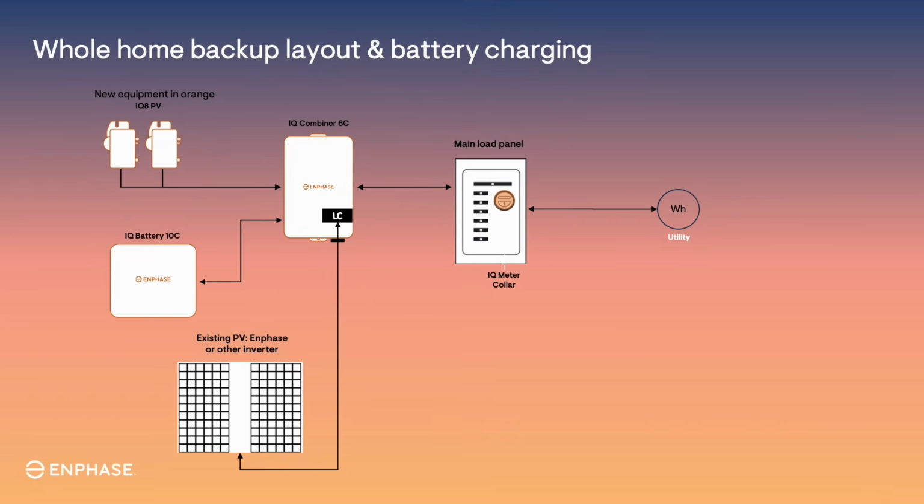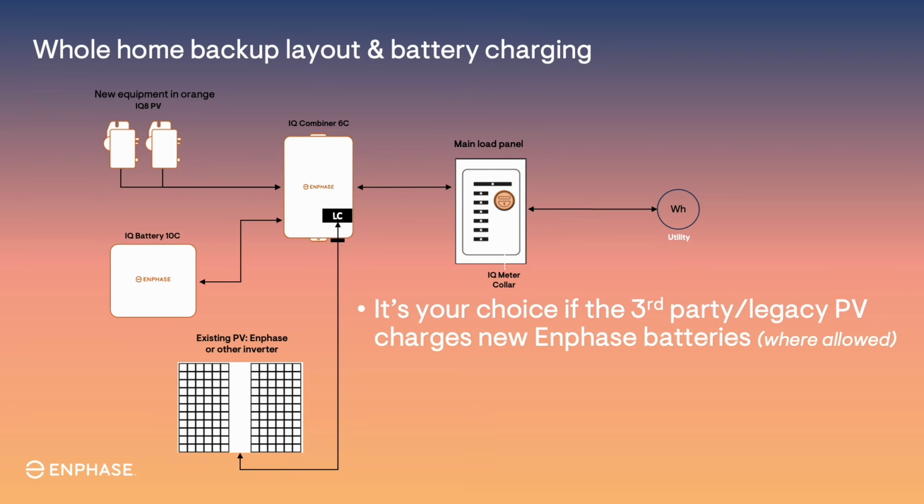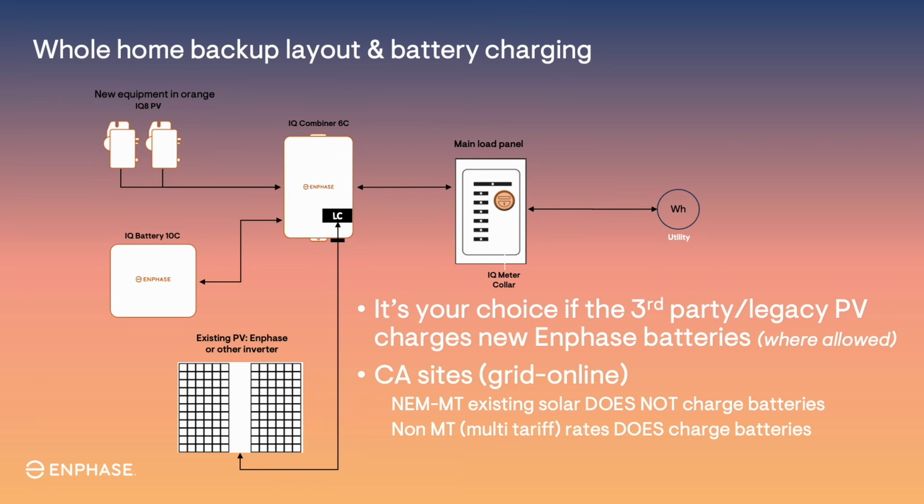With whole home backup configurations, it's your choice if the existing third-party or legacy Enphase system charges the new Enphase batteries. Be sure to check if your utility tariffs allow this. In California, NEM-MT or multi-tariff, rates are set up such that the existing solar system will not charge the new batteries, likely keeping your old contract intact. If you select other utility rates, the existing system will charge the new batteries when appropriate. When the grid is down, all available PV will be used to power loads and then charge the batteries.